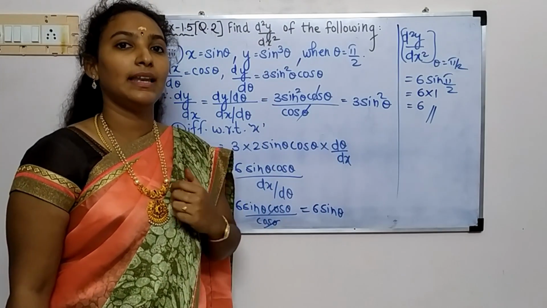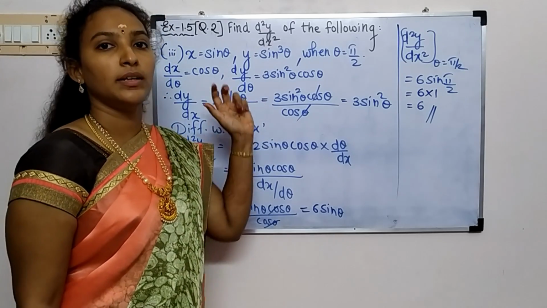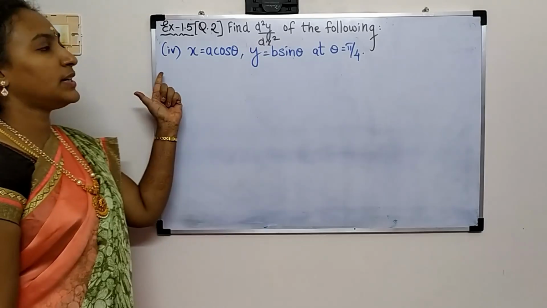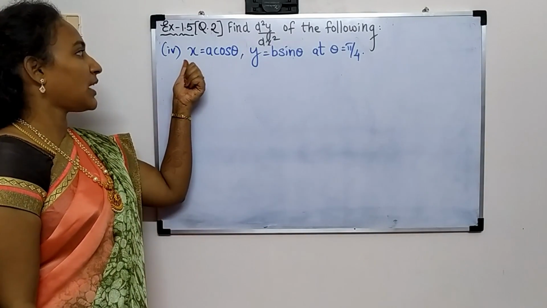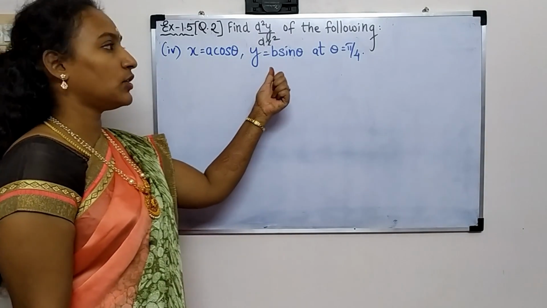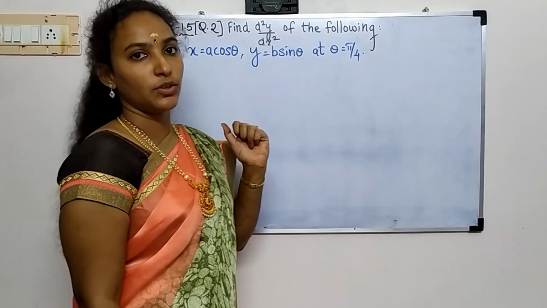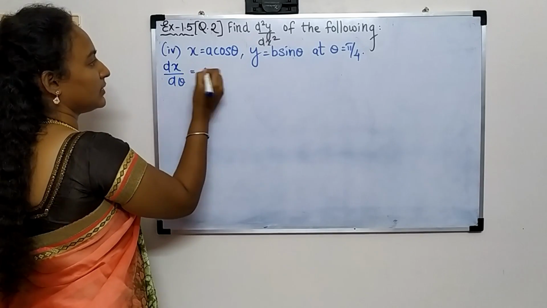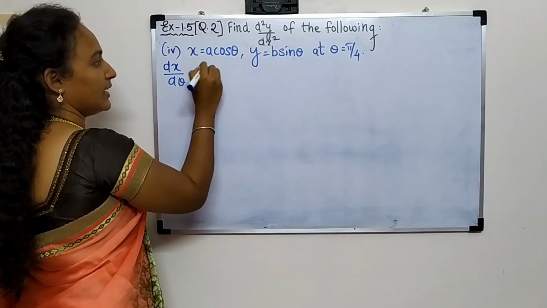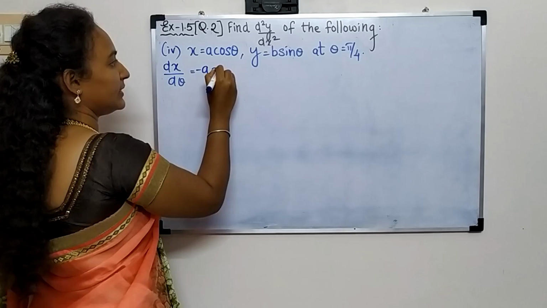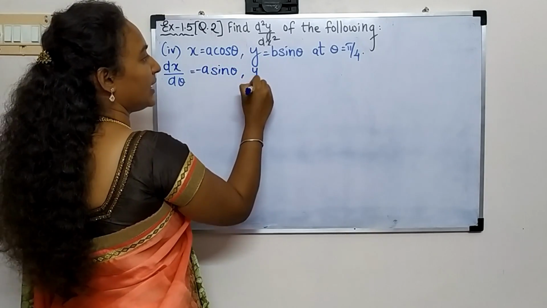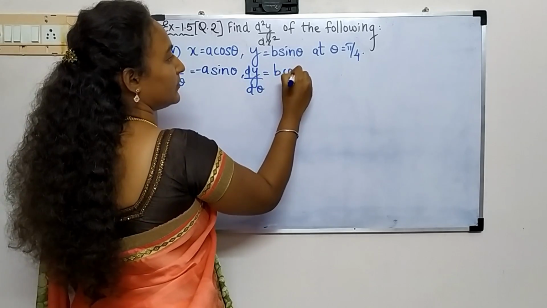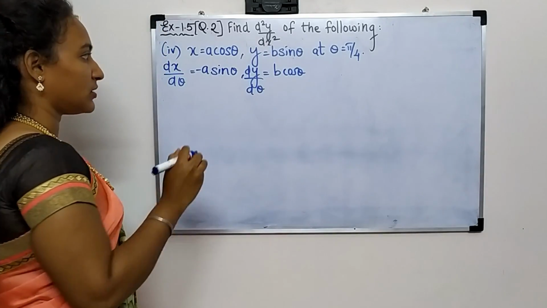Now let us solve the last question of this question number 2. We had only 4 questions in question number 2. So let us solve question number 4 now. We have x equal to a cos theta, y equal to b sin theta, and theta equal to pi by 4. Dx by d theta is a cos theta, that is a. Derivative of cos theta is minus sin theta, and this is y equal to, that is dy by d theta equal to b cos theta. Derivative of sin theta is cos theta.